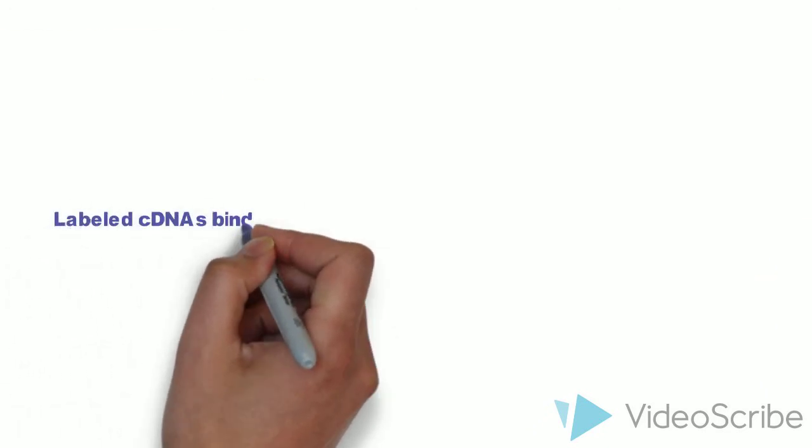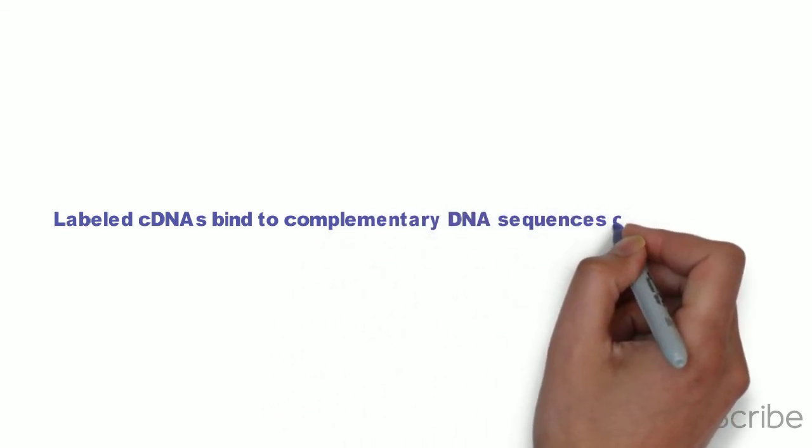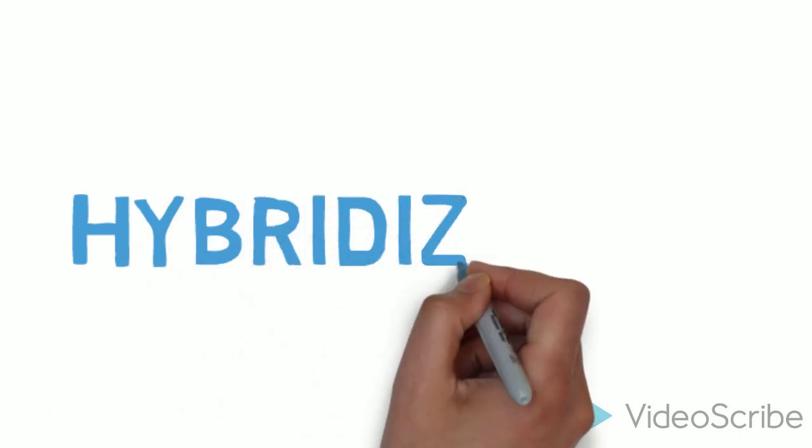After cDNAs have been fluorescently labeled, these cDNAs will then bind to the complementary DNA probes on the microarray. This is called hybridization because hybrids between probe DNAs and cDNAs will form.